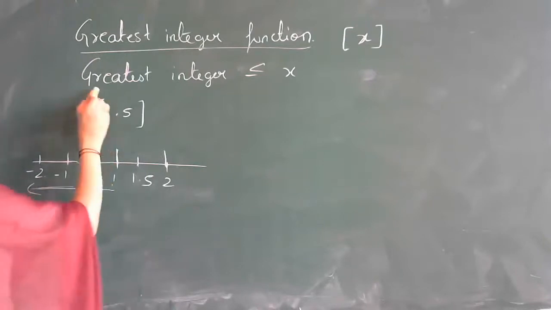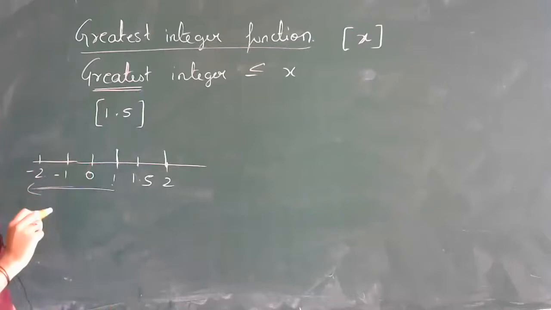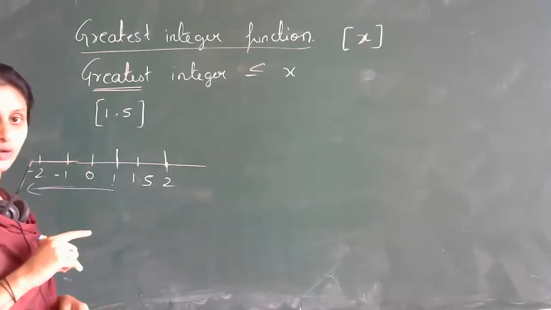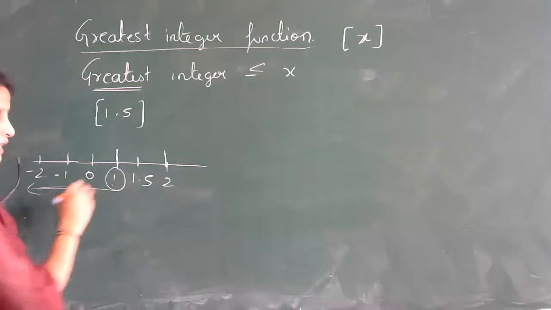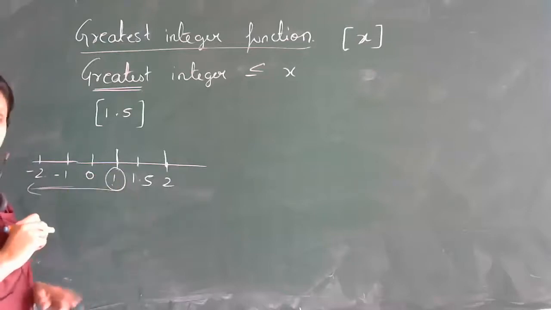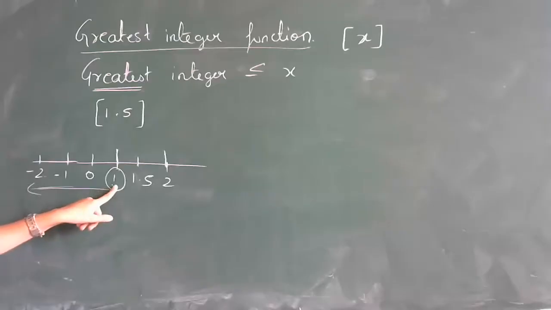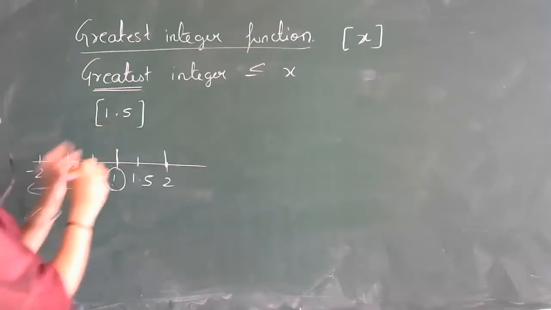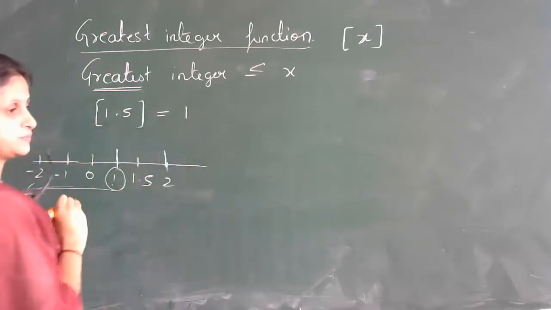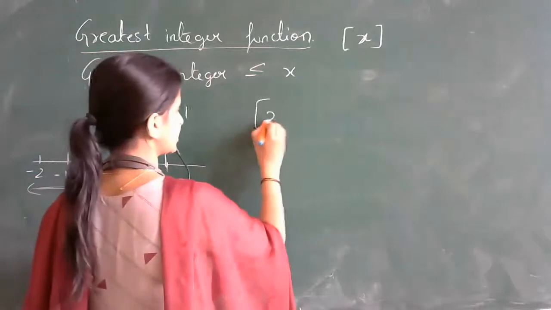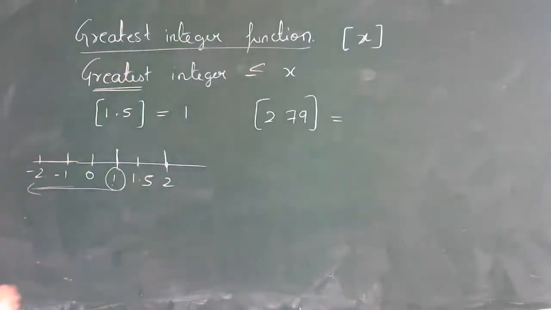But what is the main word here? It is greatest. Means you have to take the greatest integer which is less than 1.5. Here, 1 is greatest integer which is less than 1.5, right? These all integers are also less than 1.5. But this is the greatest integer less than 1.5. Right? So what is greatest integer function of 1.5? It is 1. Tell me what is greatest integer function of 2.79?